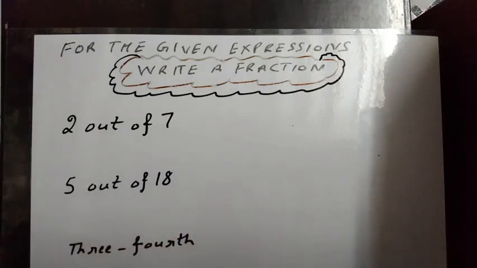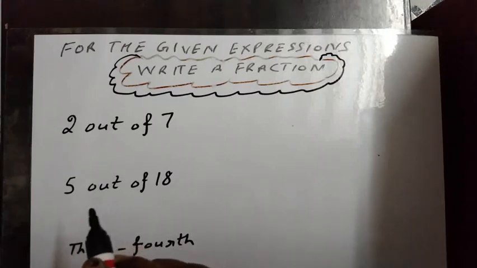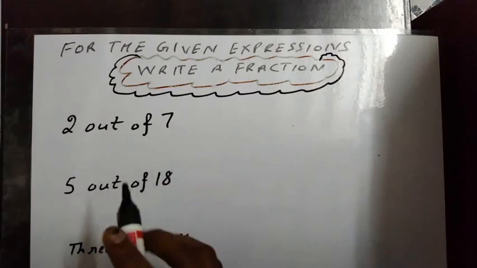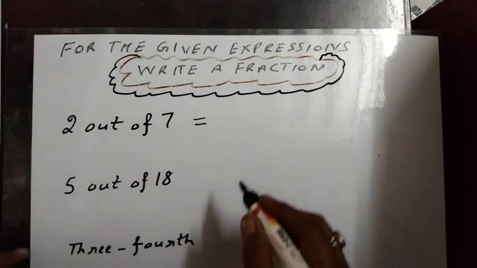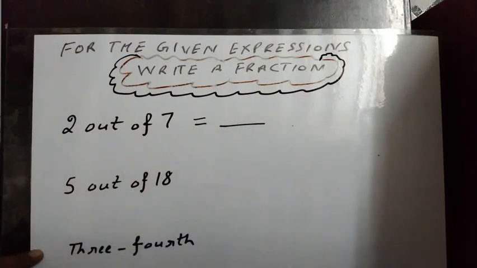So our first expression is 2 out of 7. So 2 out of 7, how will I convert this expression to the fraction? So first of all, I will mark an equal to symbol, then I will draw a division bar, right? Because we know in a fraction there are 3 parts. One is division bar and one is numerator and the second one is denominator.